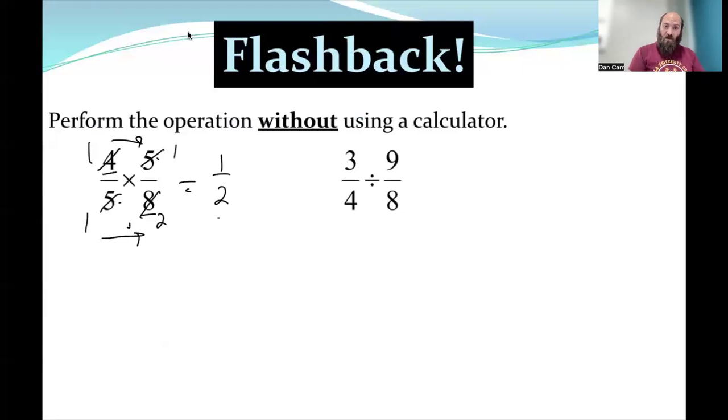Remember, with fractions and division, we have to do a keep, change, flip. We keep the first fraction, we change our division to multiplication, and then we flip our second fraction. From here, I could do the same kind of steps. So I look at 3 and 9, divide by 3 is 1, divide by 3 is 3. 4 and 8, I can divide those out. 4 divided by 4 is 1, 8 divided by 4 is 2. 1 times 2 gives me 2, 1 times 3 gives me 3. So my answer here is 2/3.